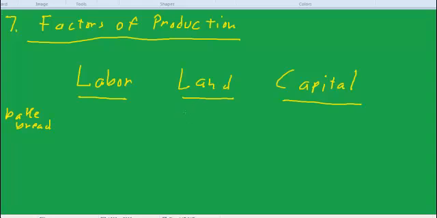The land I'm using, you could say it's sort of my kitchen table, although the table actually is capital. So the land is sort of the land under my house, or under the kitchen. The table is capital. Actually, the house itself is capital, so the kitchen is capital.